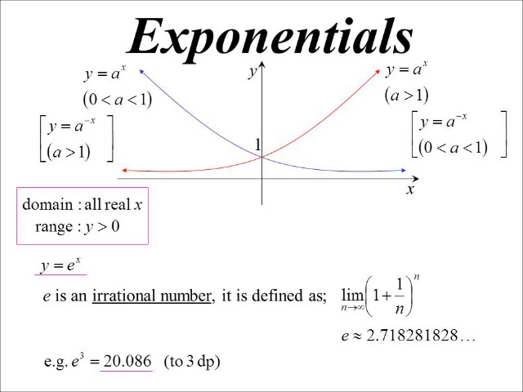So e cubed on your calculator, well, again, you use your natural log button. You probably have to do inverse or shift depending on your calculator. And you could go, oh, well, e to the power of 3 is 20.086 to 3 decimal places and so on. All right, let's look at the important things.